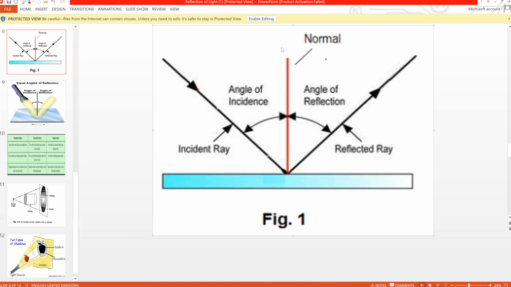For your clear understanding I have drawn it. The angle between the incident ray and the normal is called the angle of incidence. The angle between the reflected ray and the normal line is called the angle of reflection. So there are two angles: the angle of incidence and the angle of reflection. Is it clear? Are you following?